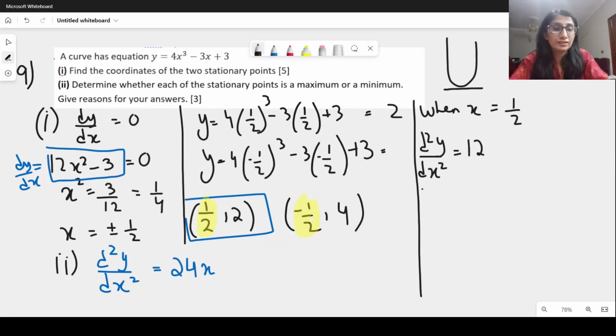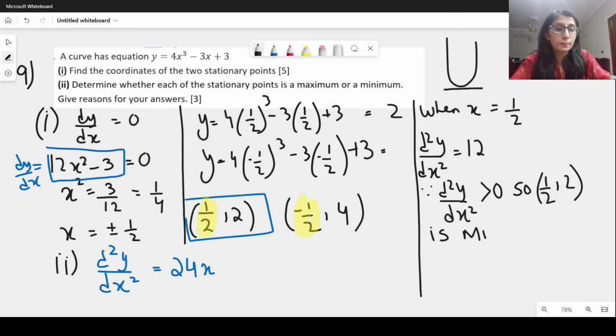So you write, since the second derivative is positive, greater than 0, this turning point half comma 2 is minimum. You will have to memorize this fact. If the second derivative's value is positive, then the turning point is a minimum point.